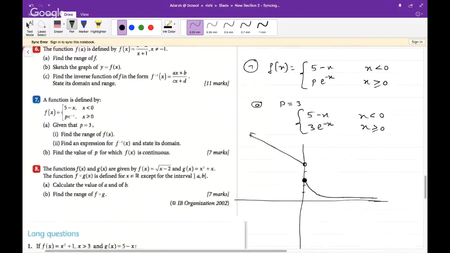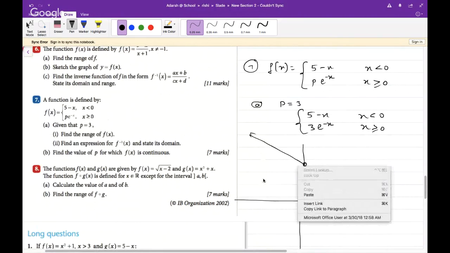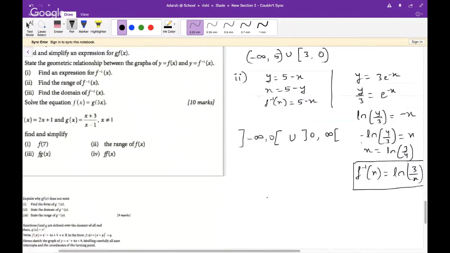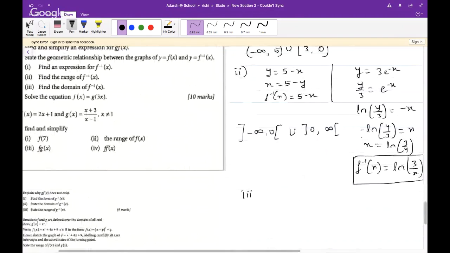Now find the value of p for which the function is continuous. For the function to be continuous, it has to exactly meet at this point. There should not be a jump here. So the p value has to be 5 so that the function is continuous. Okay, so p is equal to 5, the function will become continuous.